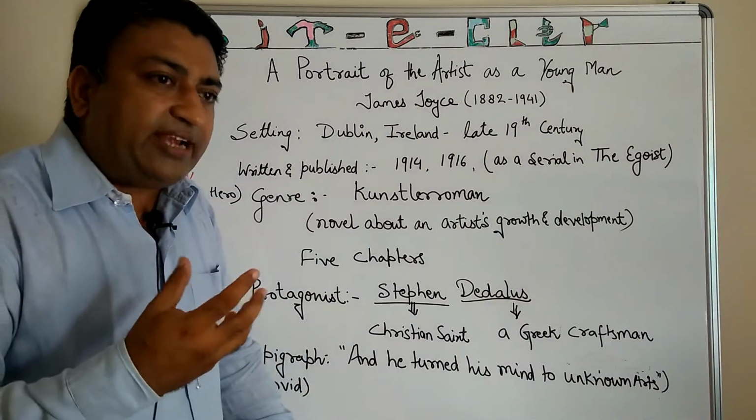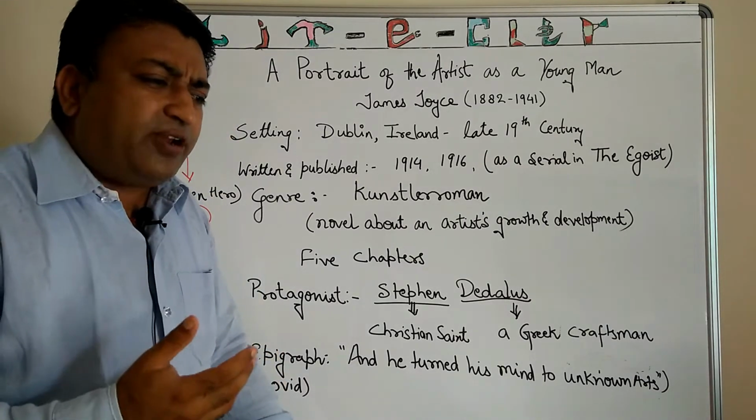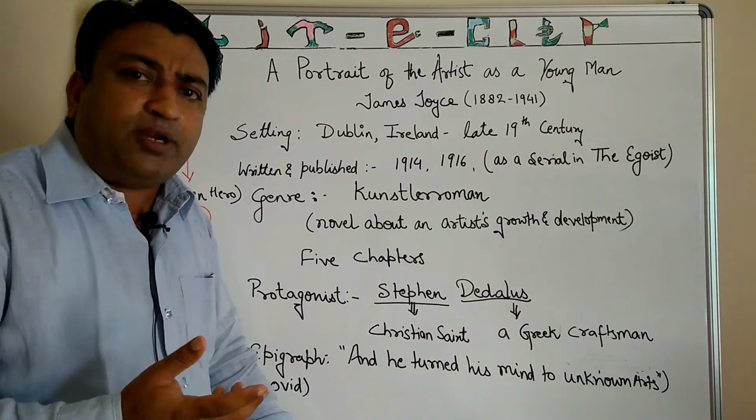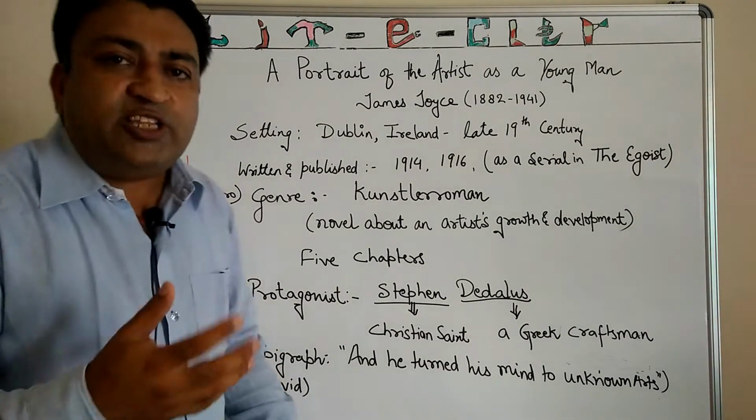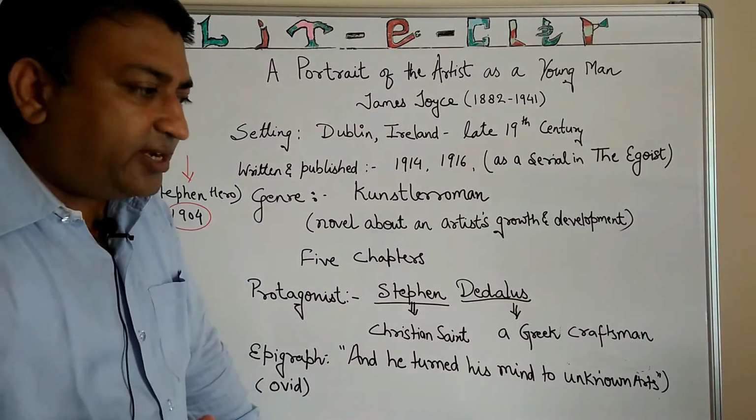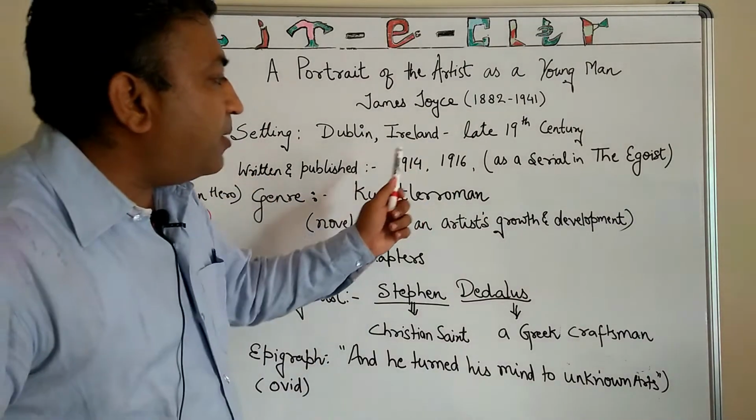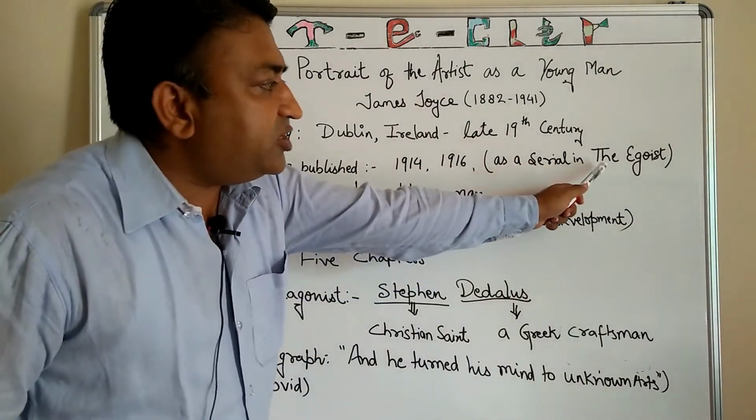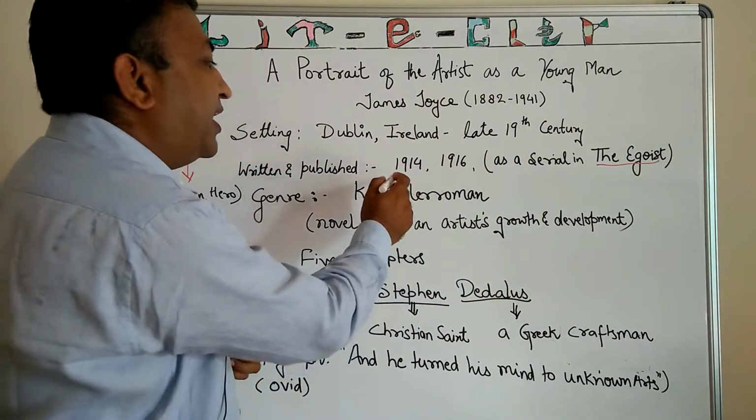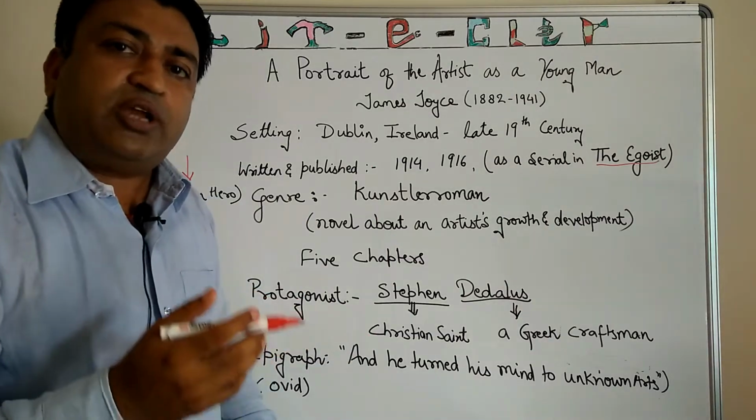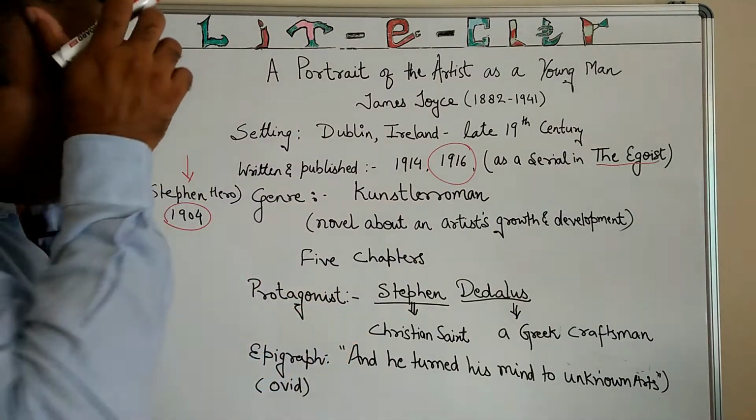He wanted to write a sort of biography of a young man, in fact, an autobiography. But after writing 20 or 25 odd chapters, he abandoned this project, and then he picked it up on the inspiration of Ezra Pound and some other friends. He wrote this novel, and it was published as a serial in the magazine The Egoist. It was a very popular magazine of that time. In 1914 it was published in serial form, and in 1916 it was published as a novel.